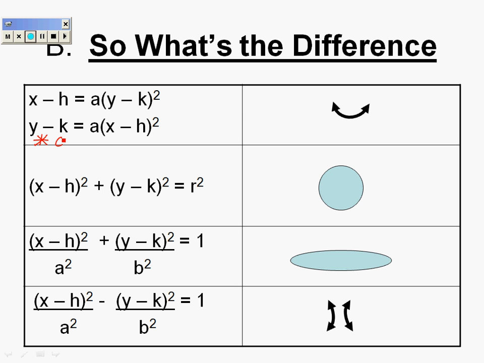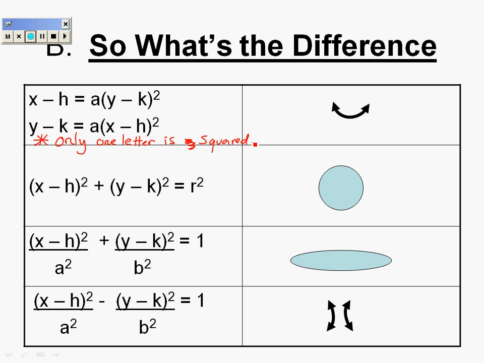So I'd encourage you to write this down. Only one letter is squared. A parabola either has the x being squared or the y. All the other ones have everything being, the x and the y being squared.